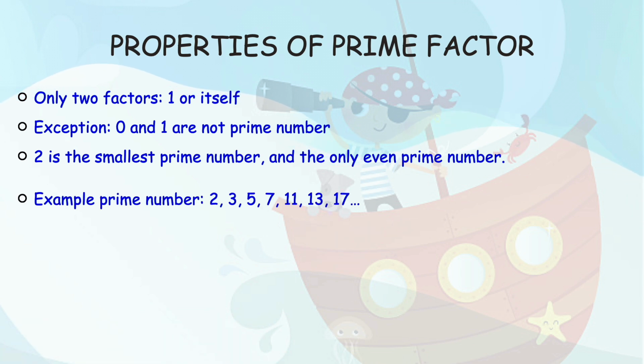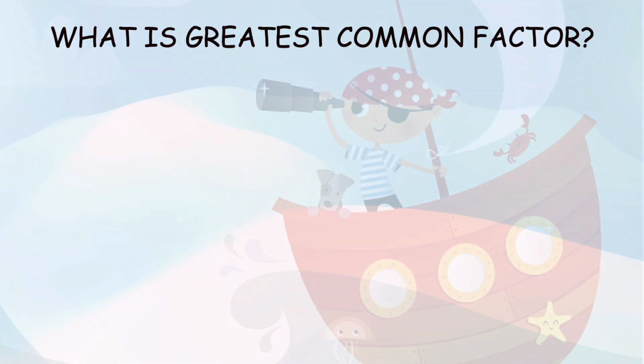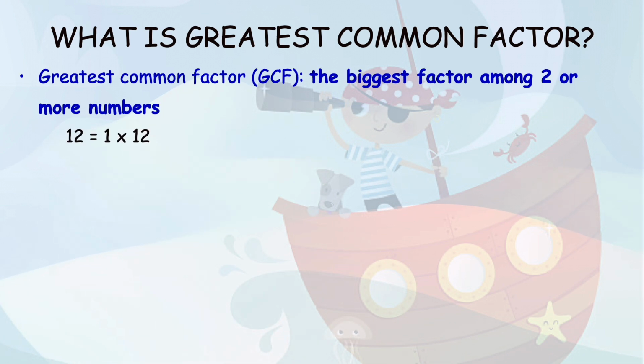Examples of small prime numbers are 2, 3, 5, 7, 11, 13, 17, and so on. For example, 9 is not a prime number because it is divisible by 1, 3, and 9. The greatest common factor is the largest number that can divide 2 or more numbers without leaving a remainder. This means it's a number that fits evenly into both numbers. Let's have a look at an example.